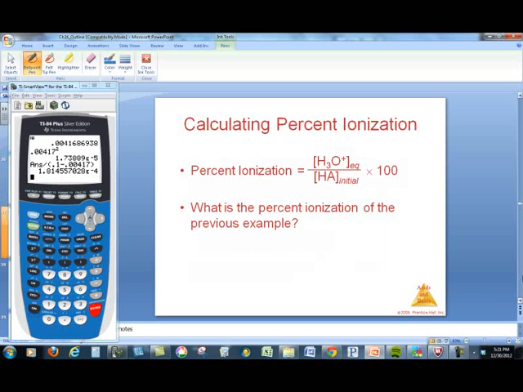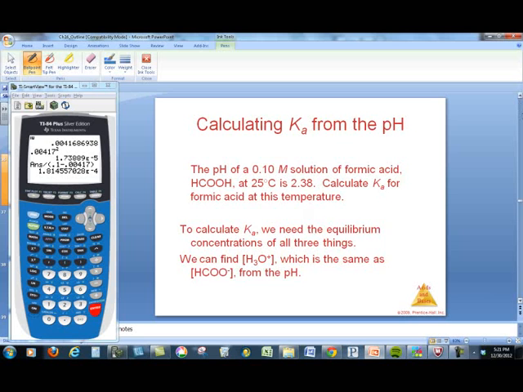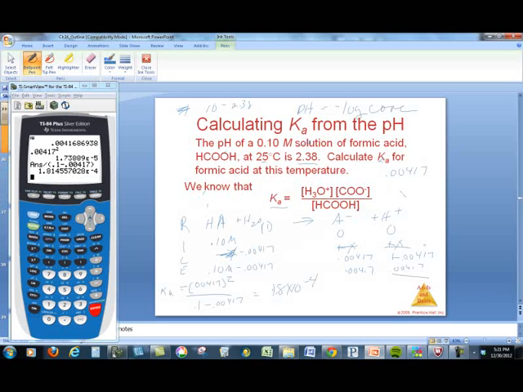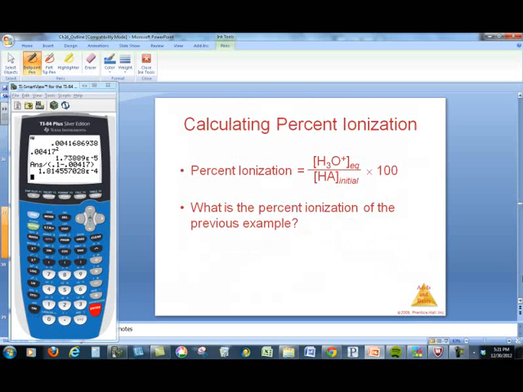We can also look at calculating percent ionization. That's a question that might come up in the AP exam. And we want to know what's the percent ionization of the previous example. So if we go back to that example, what we had was the H plus concentration was 0.00417. That's how much H plus we got versus what we started with, the whole acid, which is 0.1. So let's go in and plug those in.